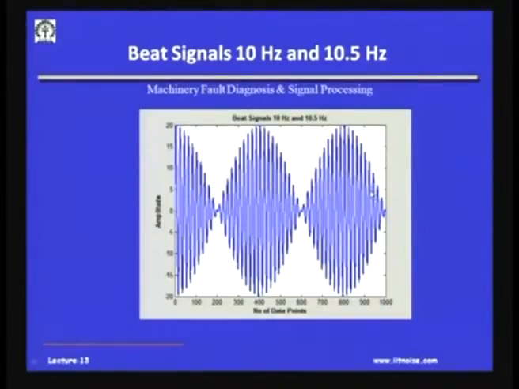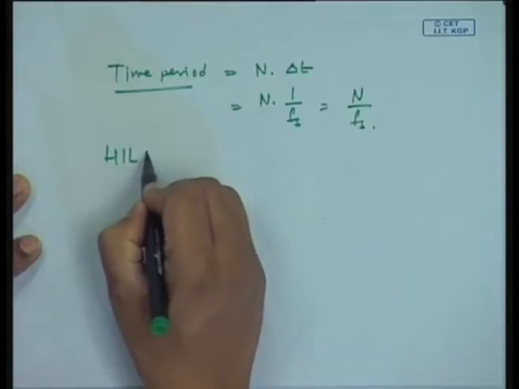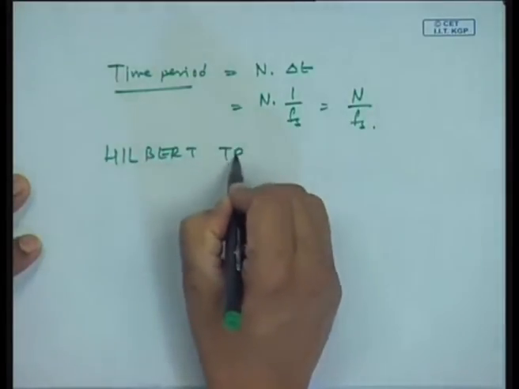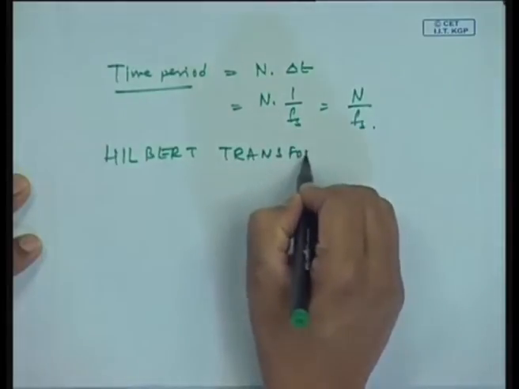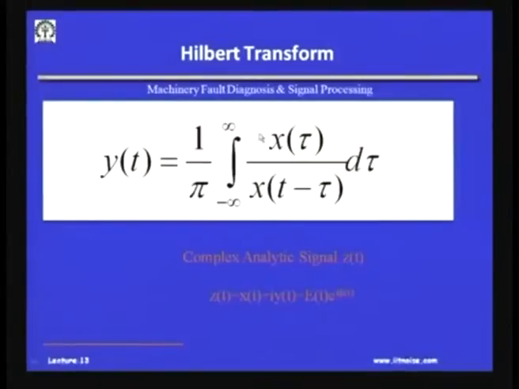How do I do that? There is a technique which is very widely used, the Hilbert transform. This is a mathematical expression of the Hilbert transform. We generate an analytical signal z(t) here, which is the original signal x(t) plus an imaginary part, which is the Hilbert transform of this signal x(t).